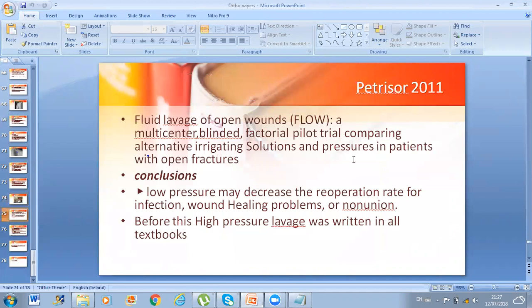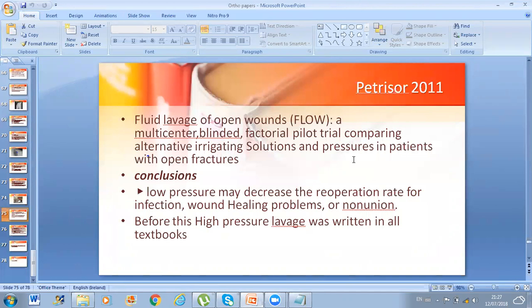In 2011, Petrisor wrote an article, fluid lavage of open fractures, the FLOW study, a multi-center blinded factorial pilot trial comparing alternative irrigation solutions and pressures in open fractures. He concluded that low pressure may decrease the reoperation rate for infection, wound healing problems, or non-union. Before this, high pressure lavage was written in all textbooks. So now the book says low pressure lavage, not high pressure.